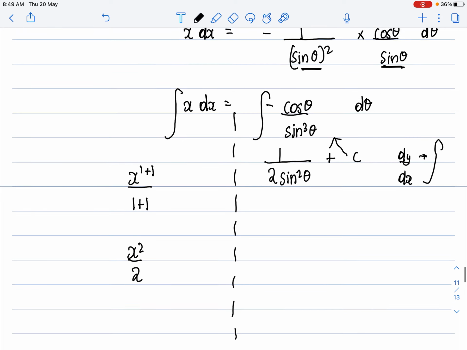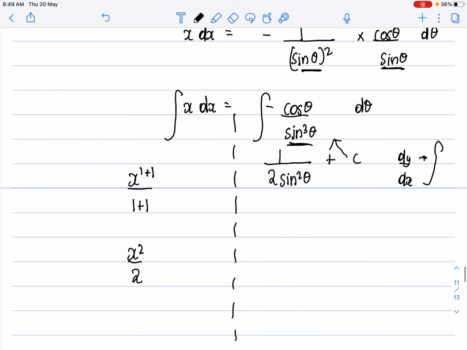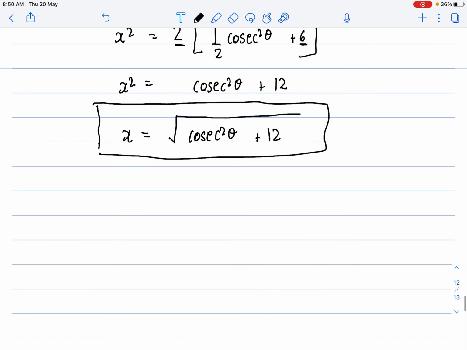The important thing here is basic differentiation. You need to know that integration works in the opposite direction of differentiation, and the 2 you need to account for. Everything else was simple in this question.